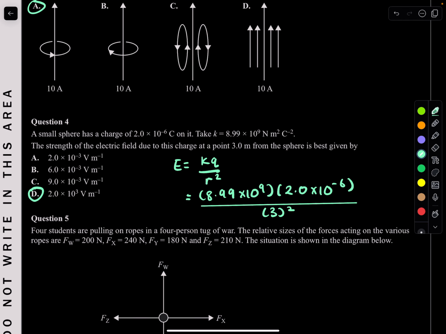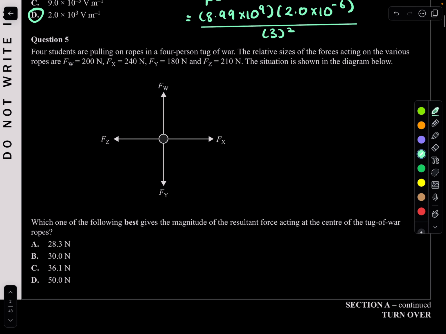That's, yep, the closest is D, which is around 2000. Easy. Question 5. 4 students are pulling on a rope in a 4-person tug of war. The relative sizes of the forces acting on the various ropes are this. So FW, which is actually this one, that's 200.